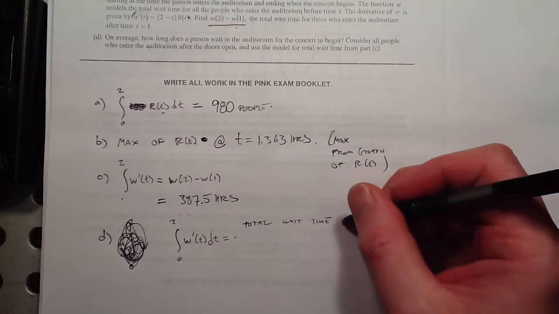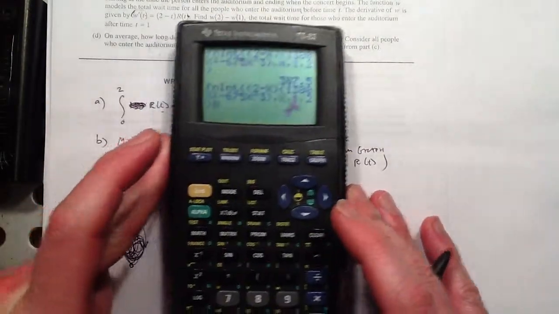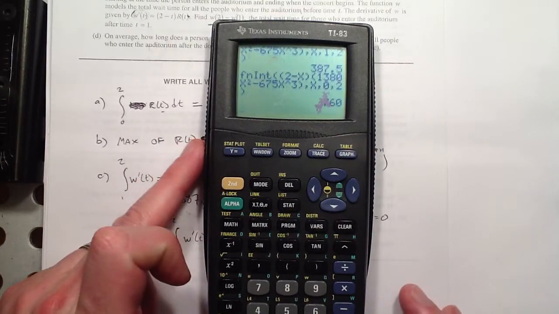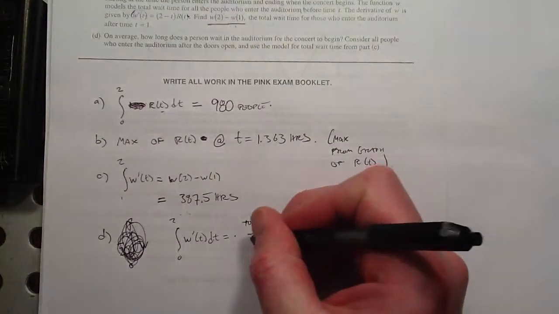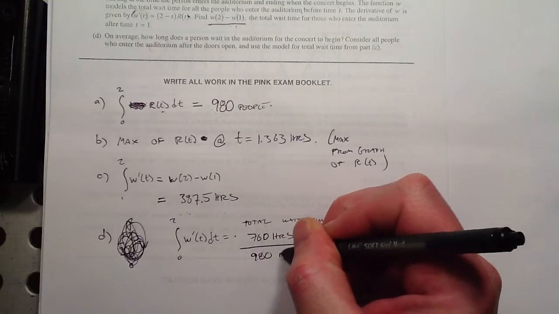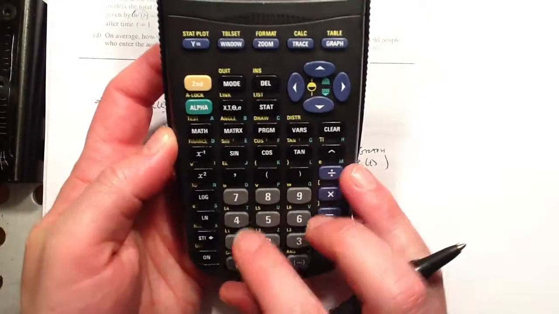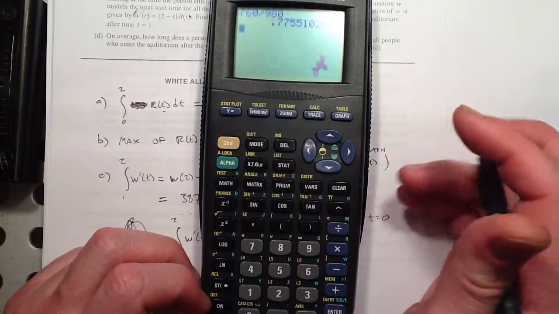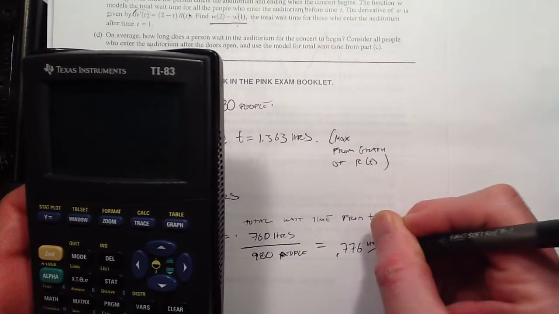So total wait time from t equals 0. Let's go back and just redo that calculation, but do it from 0 to 2. So now, sorry, I can't see that in my, there, 760 hours, and there's 980 people. So 760 divided by 980 gives us 0.776 hours per person.